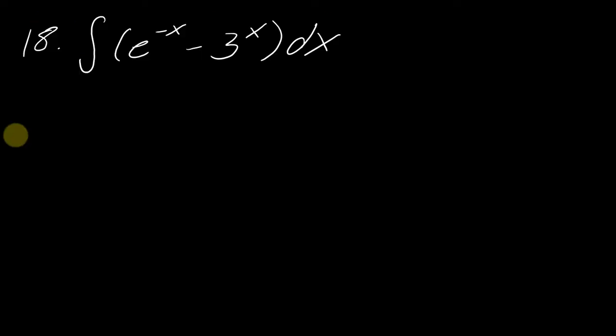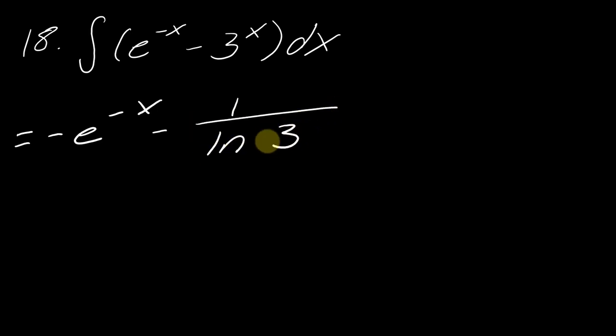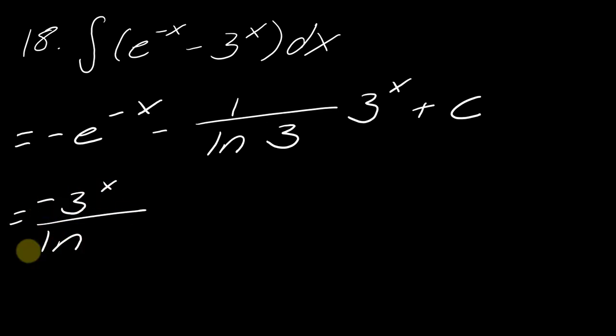So just applying those formulas, this will become negative e to the negative x. And then this other part is going to be 1 over the natural log of 3 times 3 to the x, all of that plus c. I could rewrite this as 3 to the x over the natural log of 3 minus e to the negative x plus c. But that's it really.